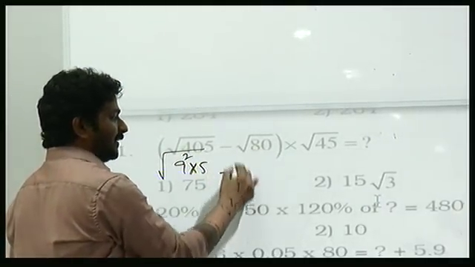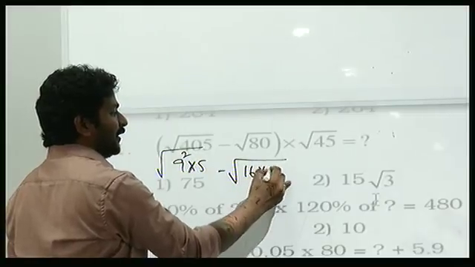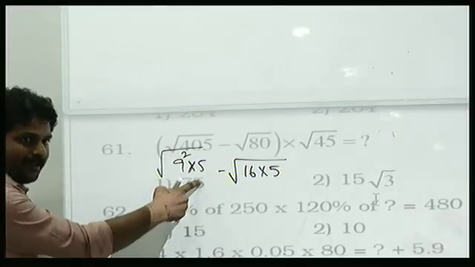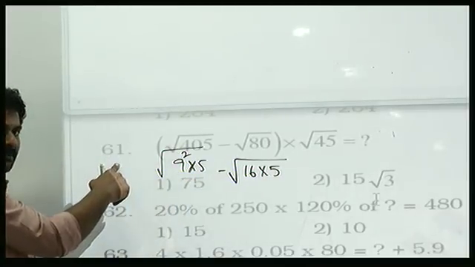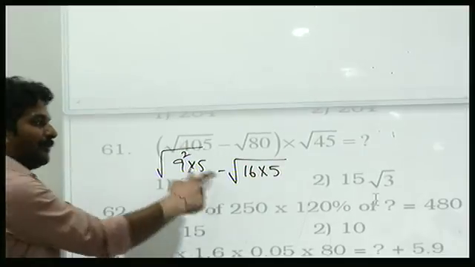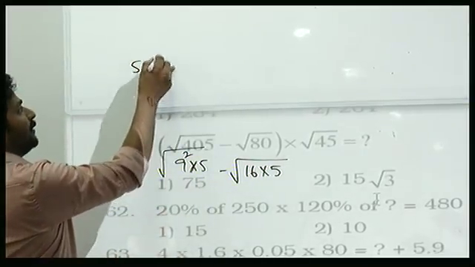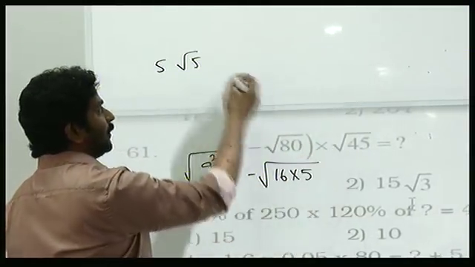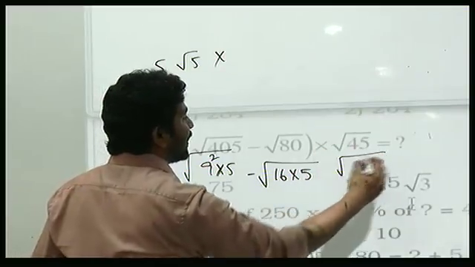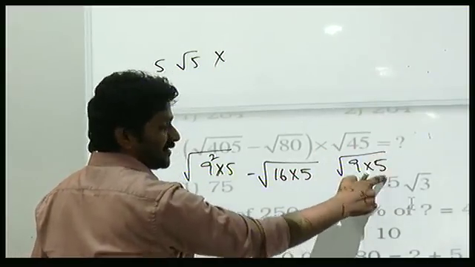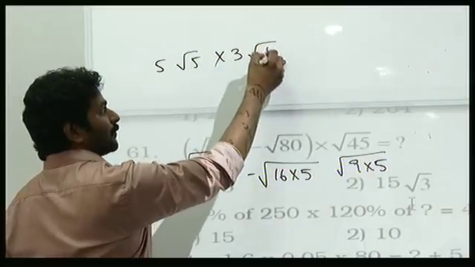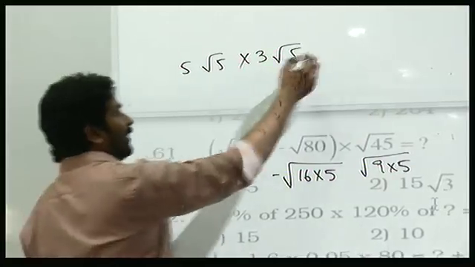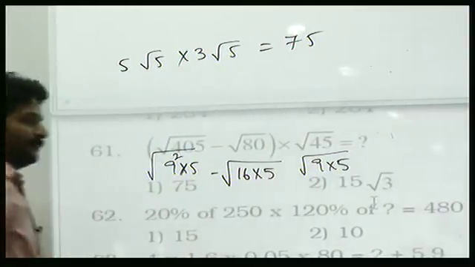And this 16 into 5. So this becomes 9 root 5. 9 square comes to outside and it becomes 9 root 5 minus 4 root 5. That becomes 5 root 5 into. So you can write this number as 9 into 5, that is 3 root 5. 15 root 5 becomes 5. 15 5 times 75.